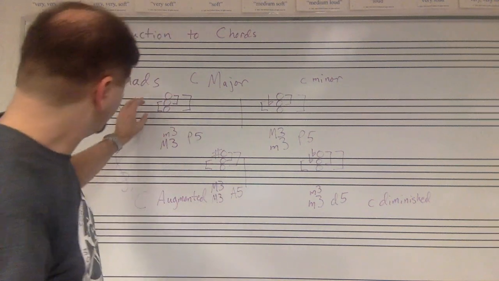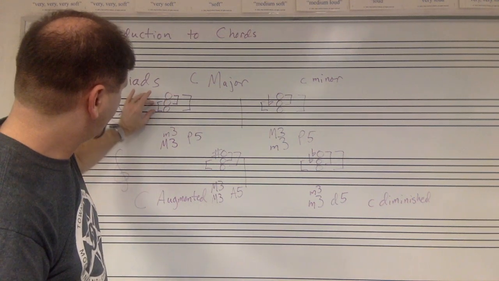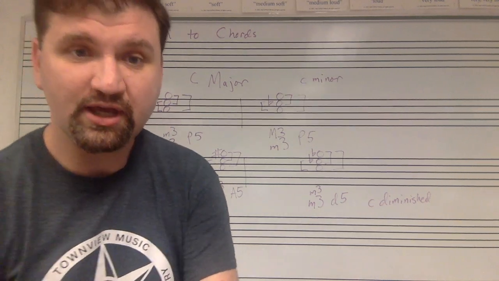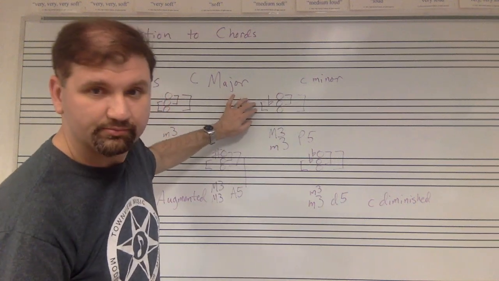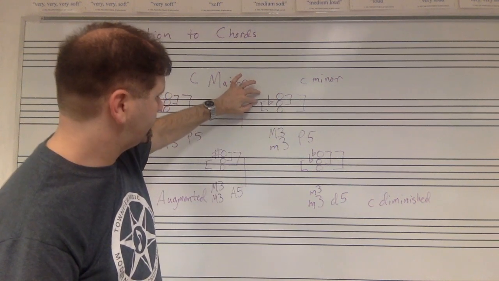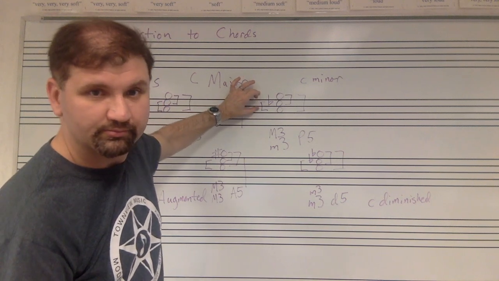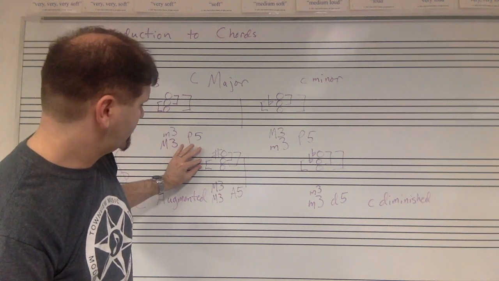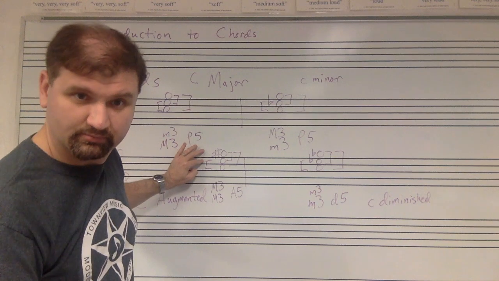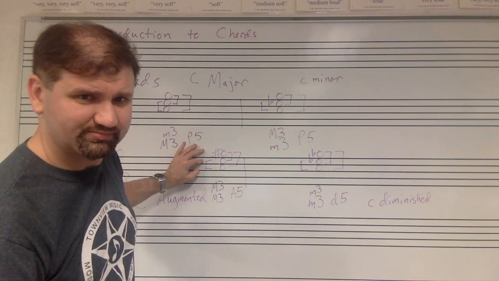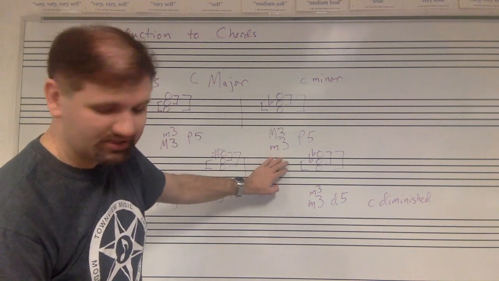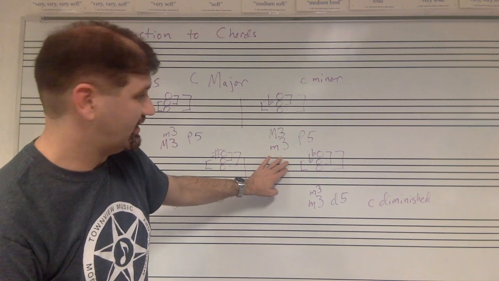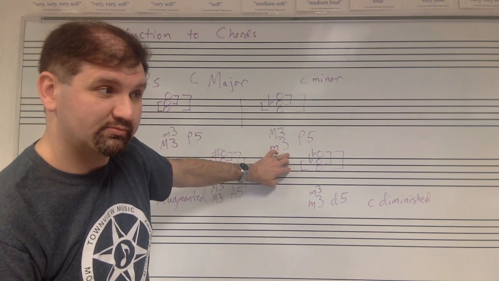Again, C major, we've got a major third, a minor third, perfect fifth. There's our C major. Now our C minor, we've got a minor third and a major third. Perfect fifth. C augmented, we've got a major third. We've got another major third. Augmented fifth. And C diminished, we've got a minor third and another minor third. Diminished fifth for a diminished triad.